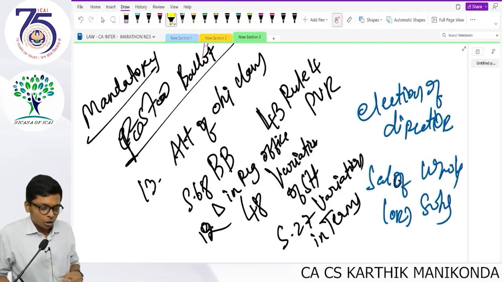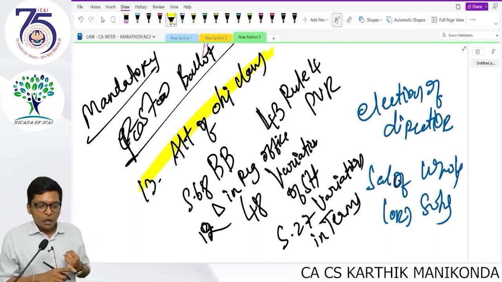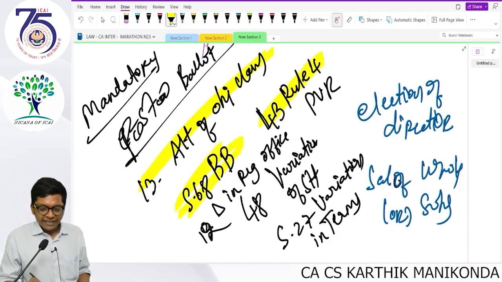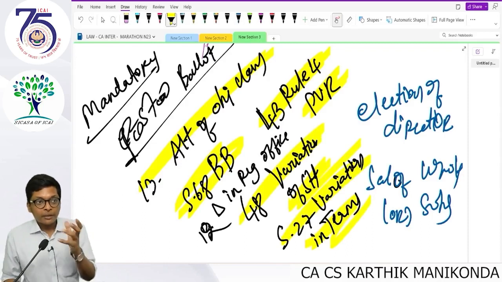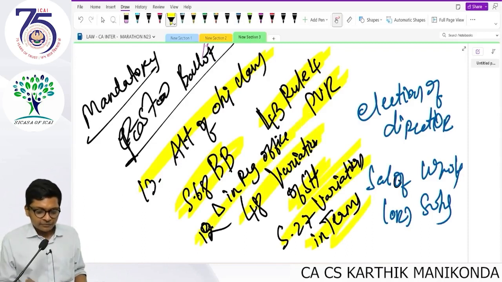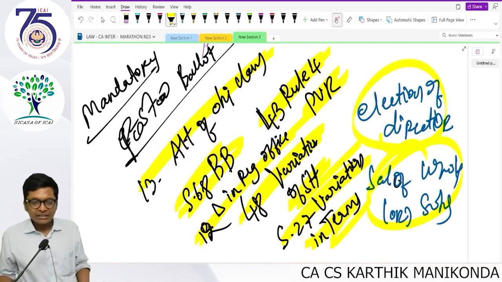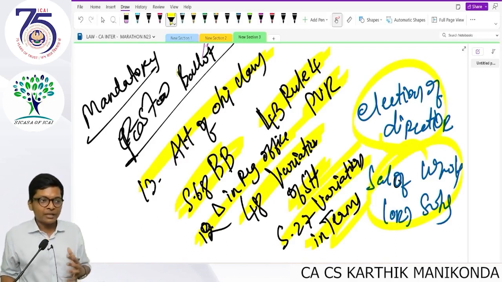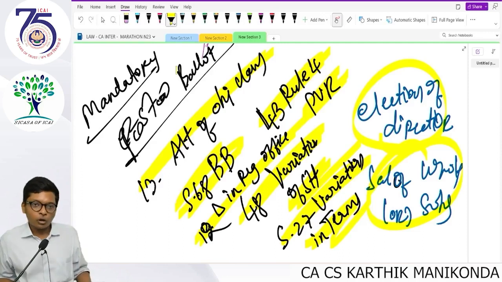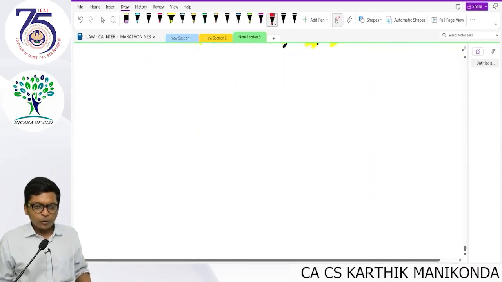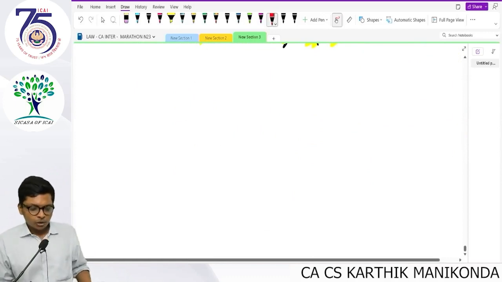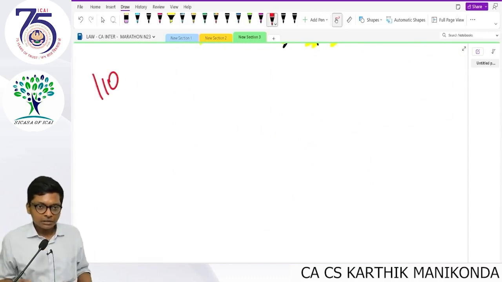Are you following, guys? So what is it? Whenever there's alteration of object clause, buyback, differential voting rights, 43 rule 4, variation of shareholder rights, variation in terms of issue, then change in registered office, you need to vote by postal ballot. And other things not in syllabus but part of the section, election of director and sale of whole or undertaking, voting should happen only in postal ballot. Are you following, guys? Clear? 15 more minutes, we will complete the meetings chapter. So we are done till section 110.